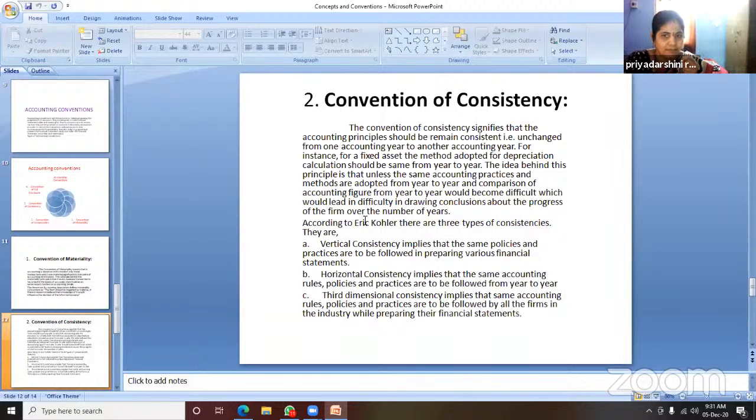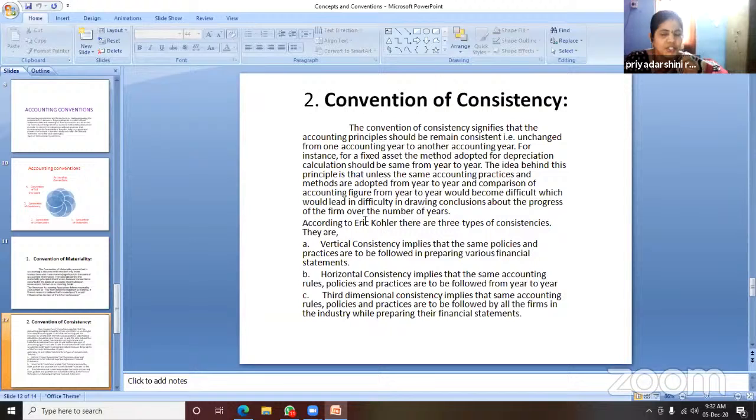Regarding horizontal consistency, it implies that the same accounting rules, policies and practices are followed from year to year. So horizontal means if we prepared financial statements and followed the straight line depreciation method in 2019, in 2020 also the same straight line method we have to apply. So that becomes easy for comparison. What happened last year, how much we have provided, it becomes easily accessible. So we can easily compare the current reports to the last year's reports. That is horizontal consistency.